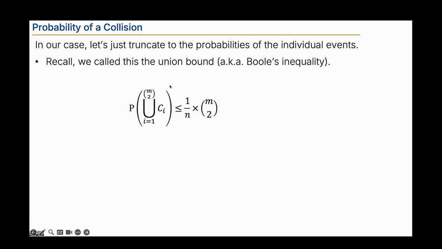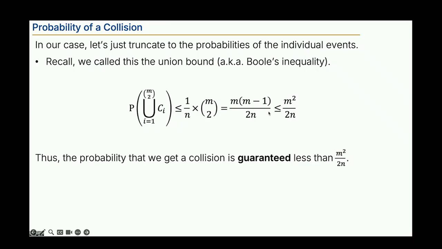We know that this is true. Whatever the actual probability of a collision is, we know that it is less than or equal to this right here. I can substitute in what m choose 2 is: m times m minus 1 over 2, and then I'm putting the n in the denominator. I can bound that above just slightly by saying m squared. What this tells us is that the probability we get a collision is guaranteed to be less than m squared over 2n. What is this mysterious expression? It's an upper bound on what the chances could be. It's an overestimate. Let's play with it a little bit.